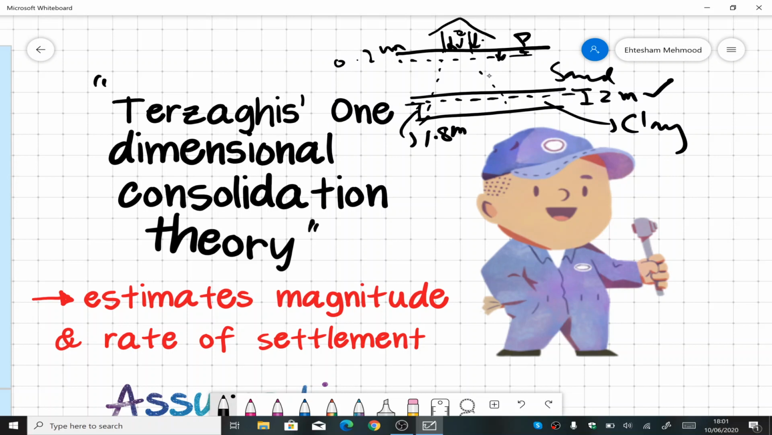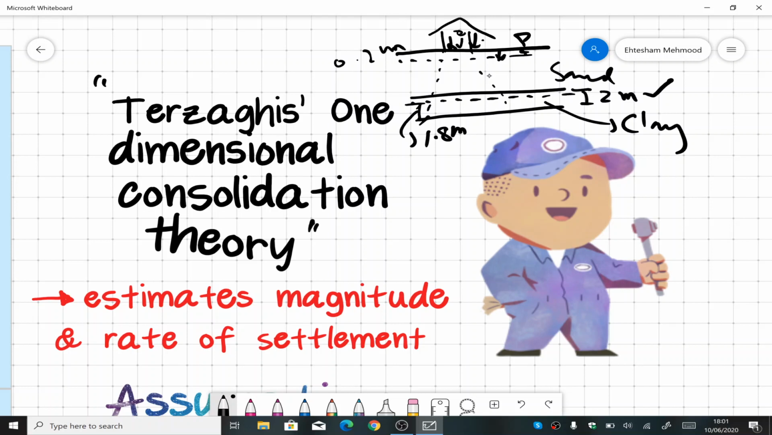The second thing is rate of settlement. We now know that this clay layer is going to settle by 0.2 meters. We also want to know whether it is going to happen immediately or take a longer while. We already discussed in our previous class that clay, because of its low permeability, takes a much longer time depending on the permeability of the clay layer.